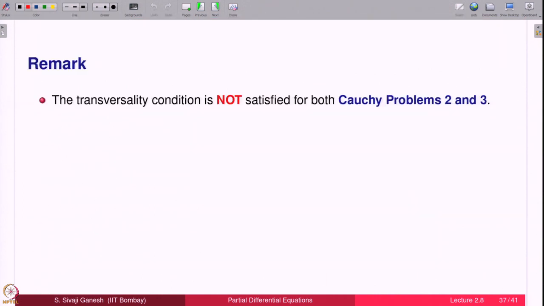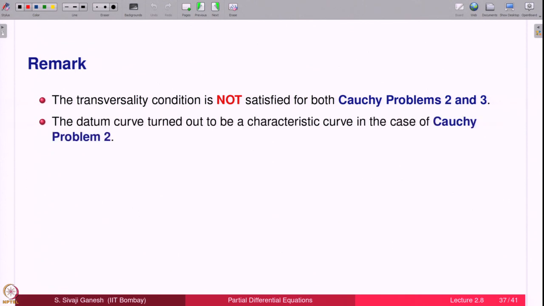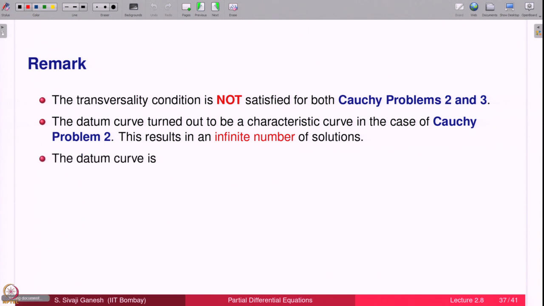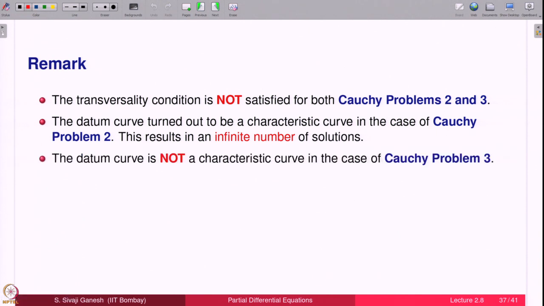The transversality condition is not satisfied for both Cauchy problems 2 and 3. The datum curve turned out to be a characteristic curve in the case of Cauchy problem 2. That is why we had infinitely many solutions. The datum curve is not a characteristic curve for Cauchy problem 3. Therefore, no solution.